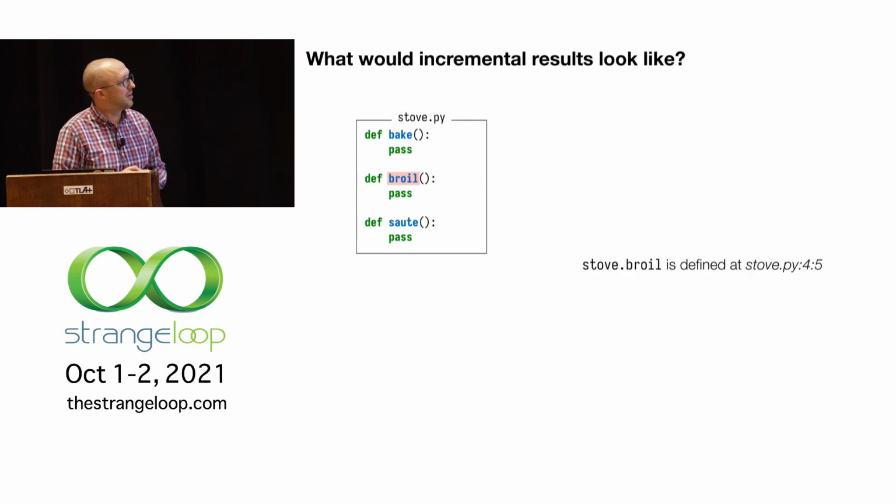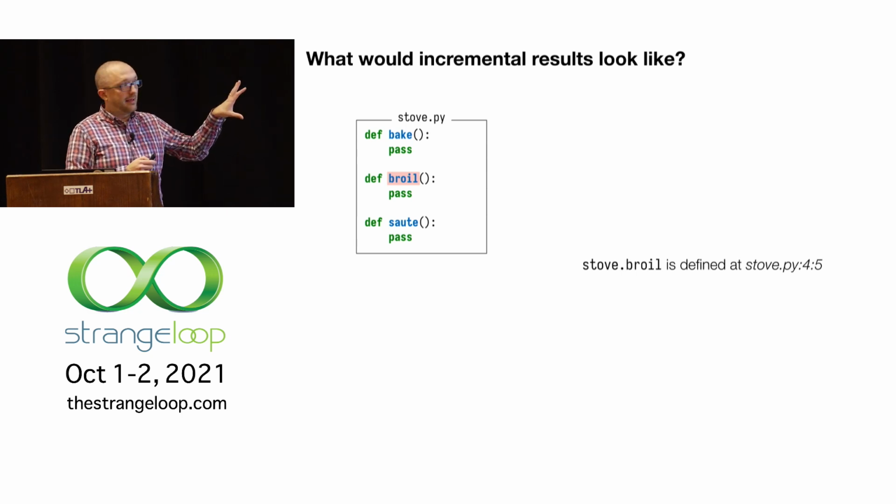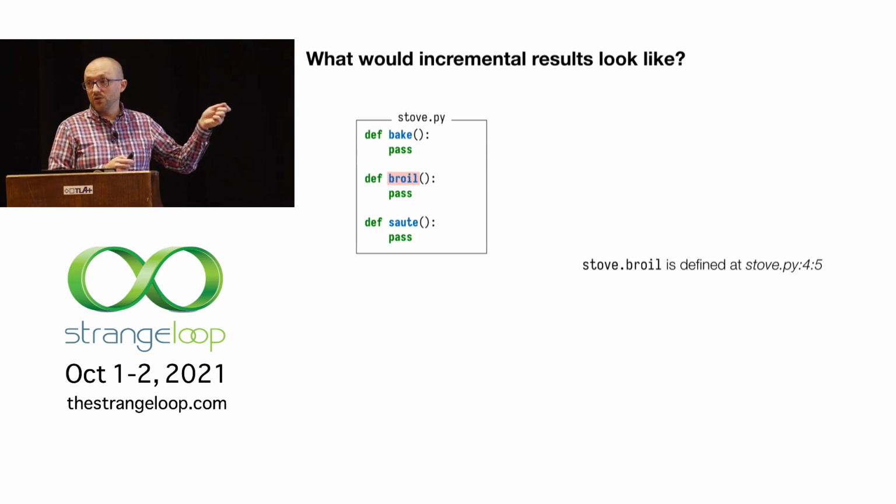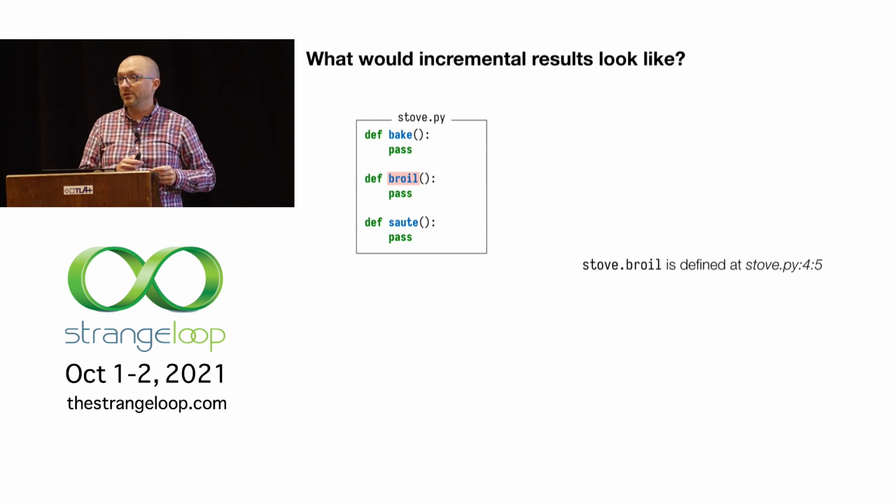Looking first at stove.py, we can look at this in isolation and say that there is a symbol called stove.broil defined at this particular location. We don't need any information from other files to see that.